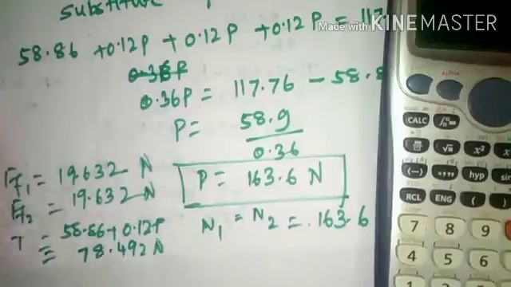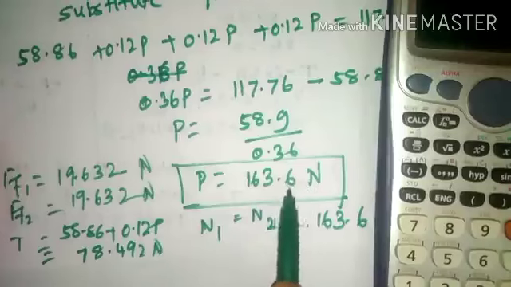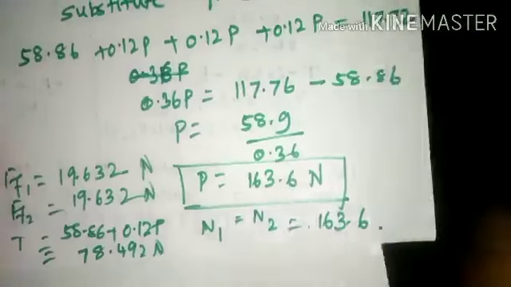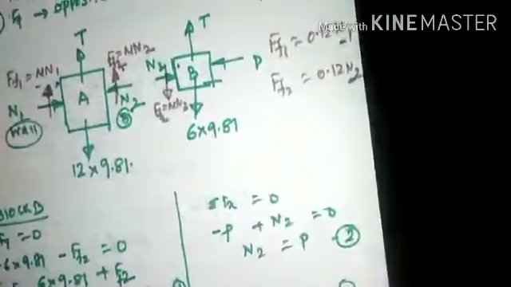So this is the minimum magnitude of the force required so that block A does not move downward. Minimum magnitude required is 163.6 Newton. Any magnitude less than 163.6 Newton will lead block A to move in the downward direction. As a resultant, block B will move in the upward direction. Considering the same cases, the frictional force and the normal reactions have been considered. So this is how we are supposed to solve problems related to block friction.